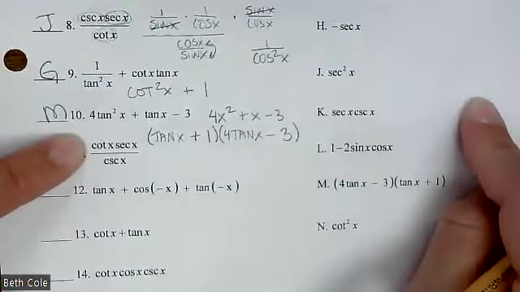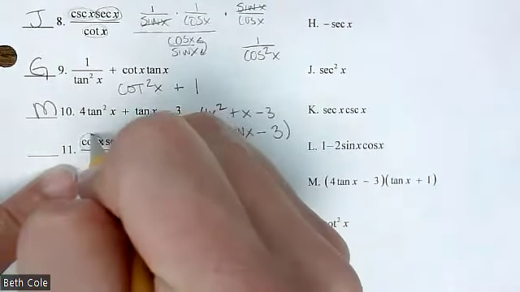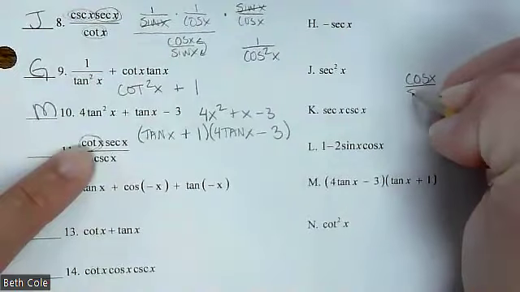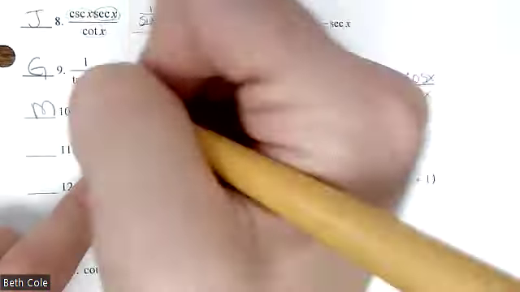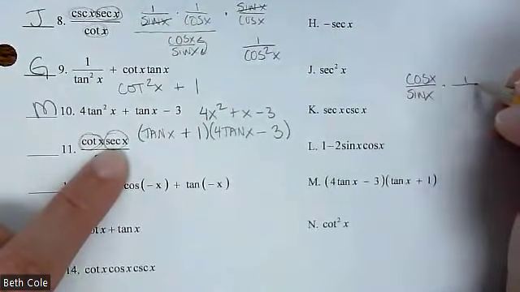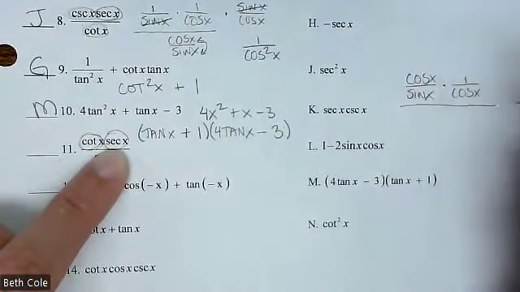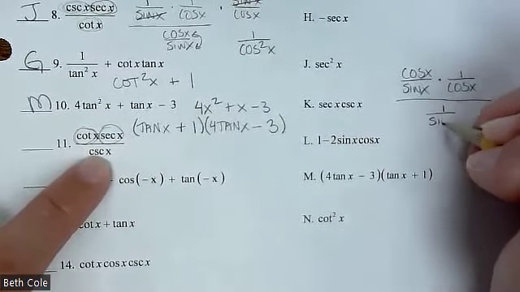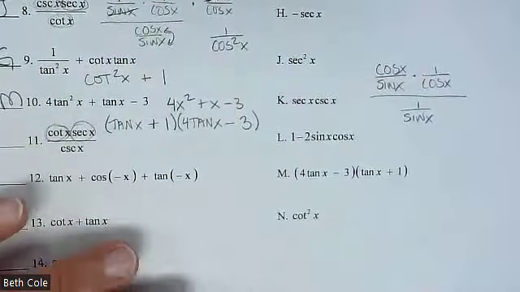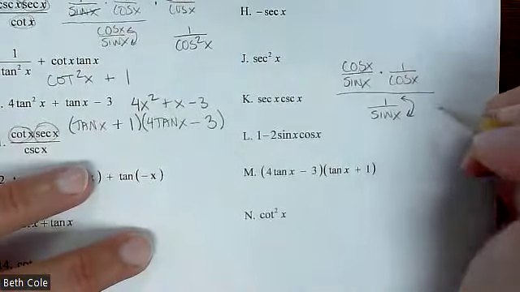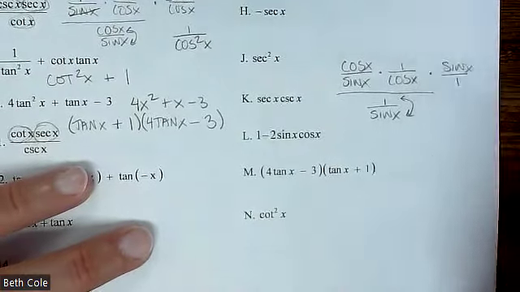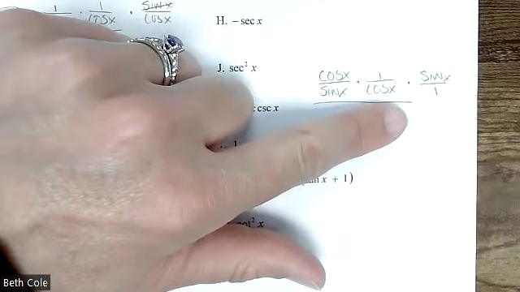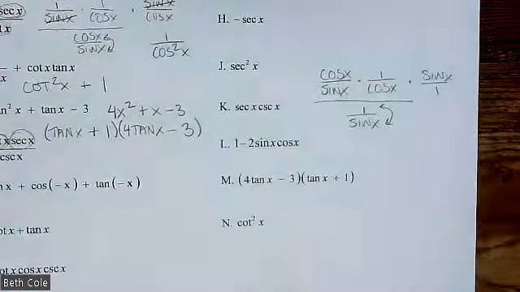All right, I'm going to have to write this one over here because I ran out of space. What can we replace cotangent with? Good, cosine over sine. We can replace secant with 1 over cosine, big fraction bar, and we can replace cosecant with 1 over sine. So same thing, I'm going to multiply by the reciprocal. I'm just going to flip this over. And then what cancels? Everything, right? If the whole thing cancels, then what's our answer? 1. That one's A.